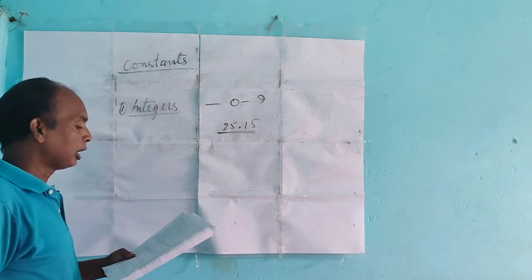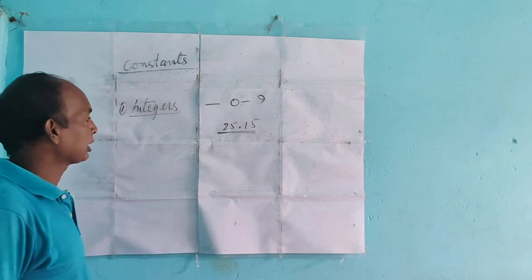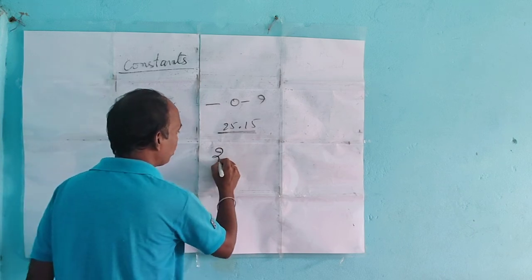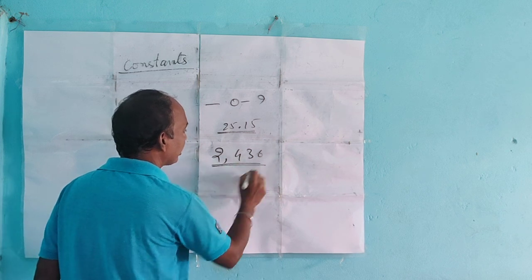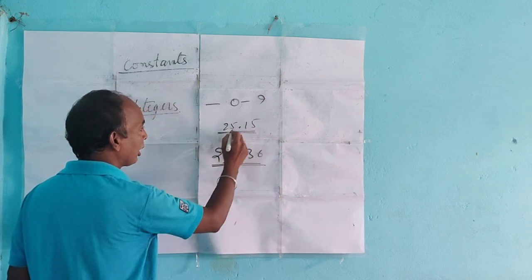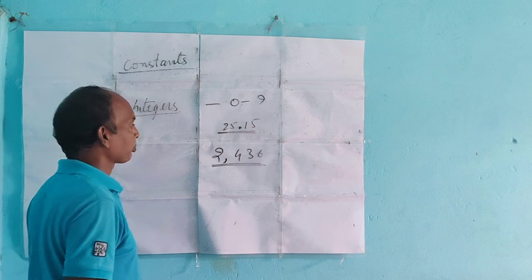Rule number 3: it does not include a comma or blank space. You cannot use, for example, 2,436. You cannot use a comma here. In integer constants, you cannot use a comma, and you cannot use decimal points.